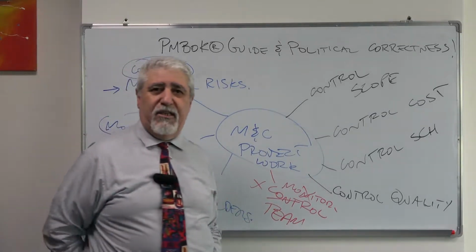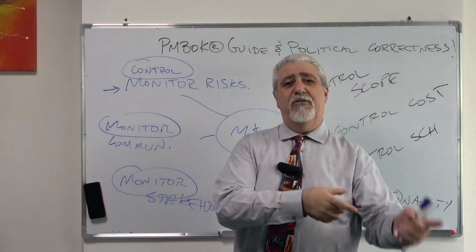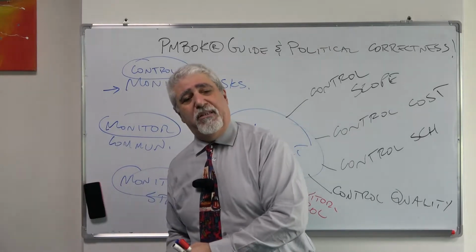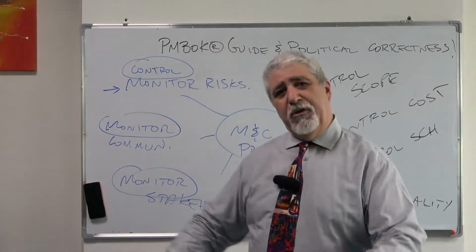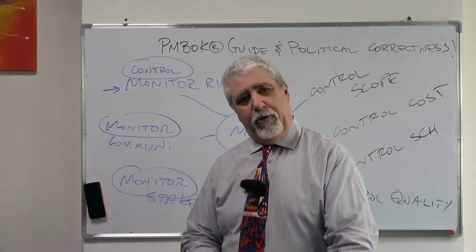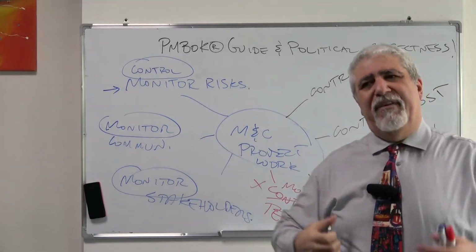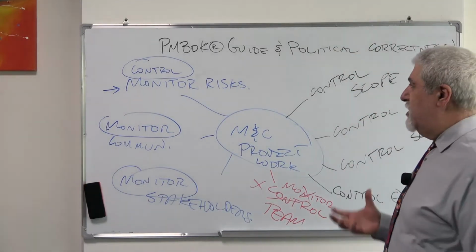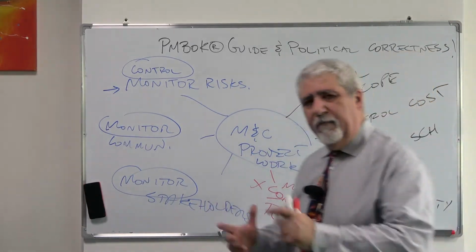Let's merge it with executing, and then we'll have executing and control instead of an executing process group and a monitoring and controlling process group. Let's have an executing and controlling process group. As we do work, we control. We do work, we control. We manage, we control. Okay? So the message I'm giving you is definitely more than semantic. Now, let's talk about control the team.